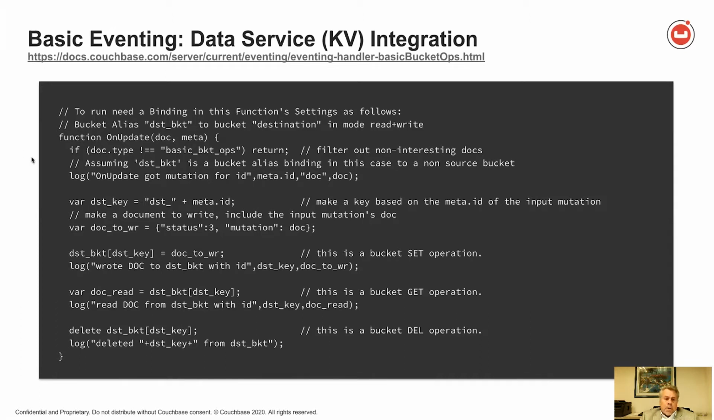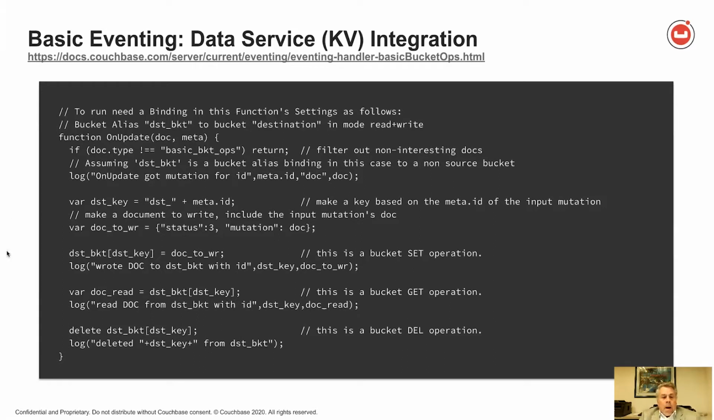And then assuming we get past that gate, we can log. So that's writing to the application log. Here we're writing the key, which is meta.id, and we're also writing the document that we received. Now, we can do some stuff in normal JavaScript. We can modify the document, make a new document, and that's exactly what we're doing here. We're making a new document, and we're putting the old document as a subdocument called mutation and sticking on a silly status with a number.